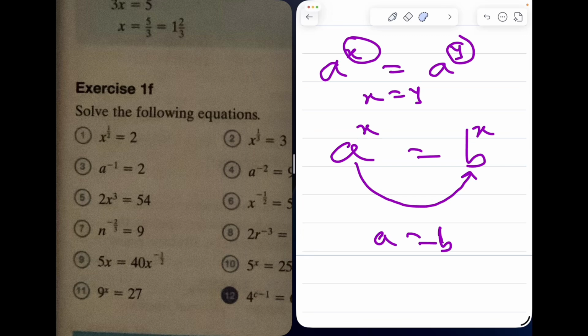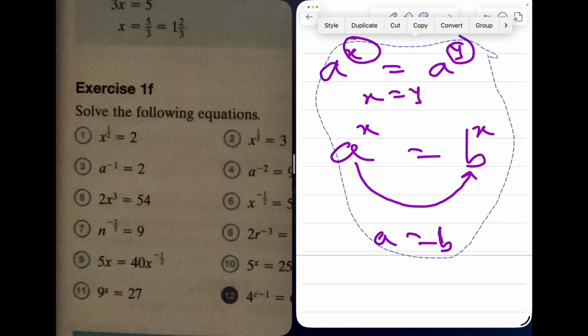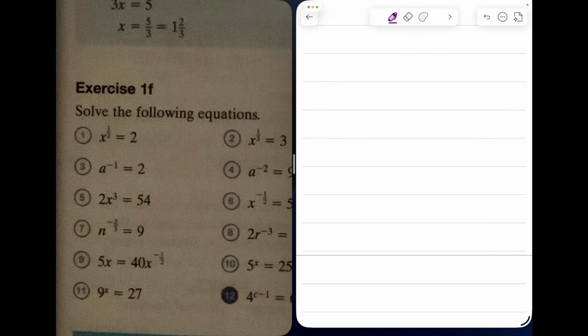Now let's take questions and see how that is used to solve equations. Now let's look at this exercise. Solve the following equations. Number 1, x raised to power 1 over 2 is equal to 2.